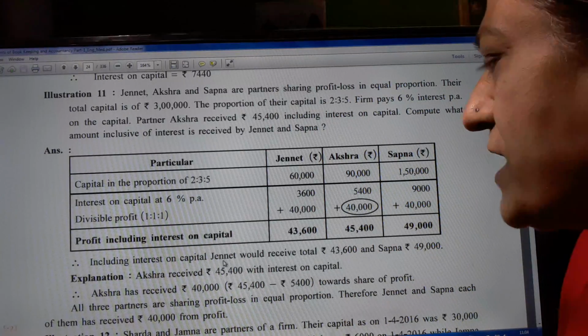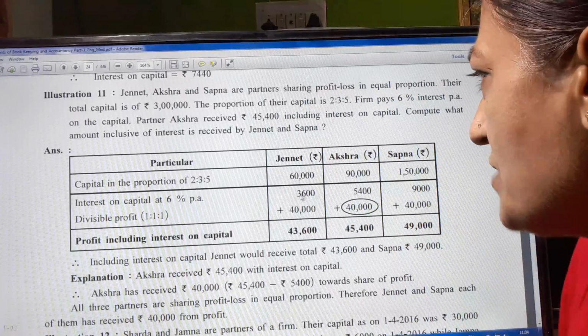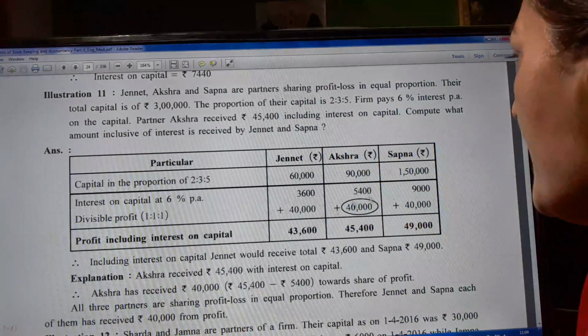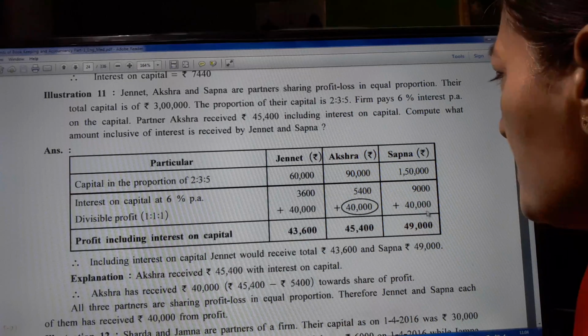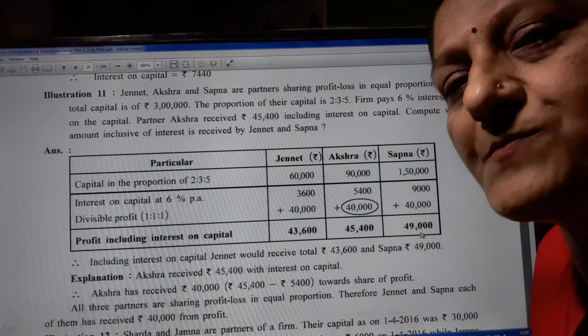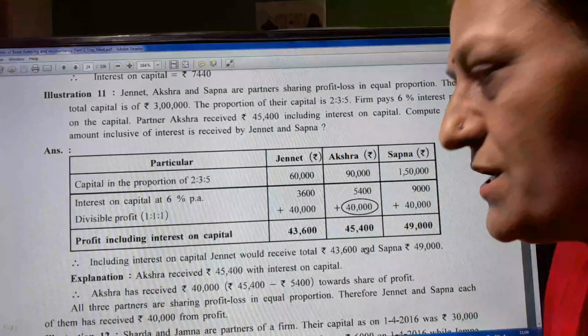Including interest on capital, Jinit would receive 3,600 plus 40,000, then Jinit gets 43,600, and 40,000 plus 9,000, then Sapna gets 49,000. So this way, if one partner's amount is given, we can easily find the other two partners' amounts.